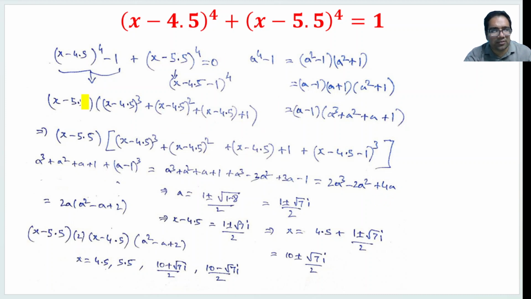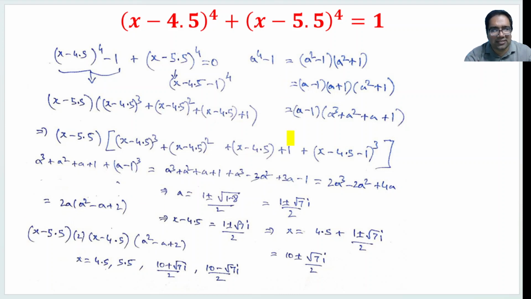This entire term should be equal to 0, because this entire term is nothing but the simplified version of this equation. So x minus 5.5 into this entire term is equal to 0. So x equal to 5.5 is clearly one solution. Whatever is entirely inside should also be equal to 0 to find other solutions. So 2a cube minus 2a square plus 4a equals 0. That means 2a times (a square minus a plus 2). Right, 2a we are taking common.